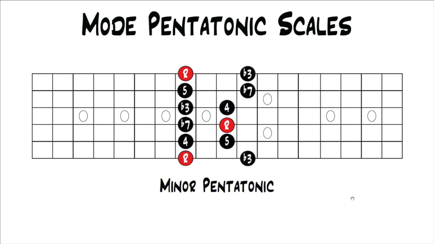Another common way to bring out the Dorian sound is with what's called a minor 6 pentatonic. That's a more common pentatonic as well that's used by some more advanced players.